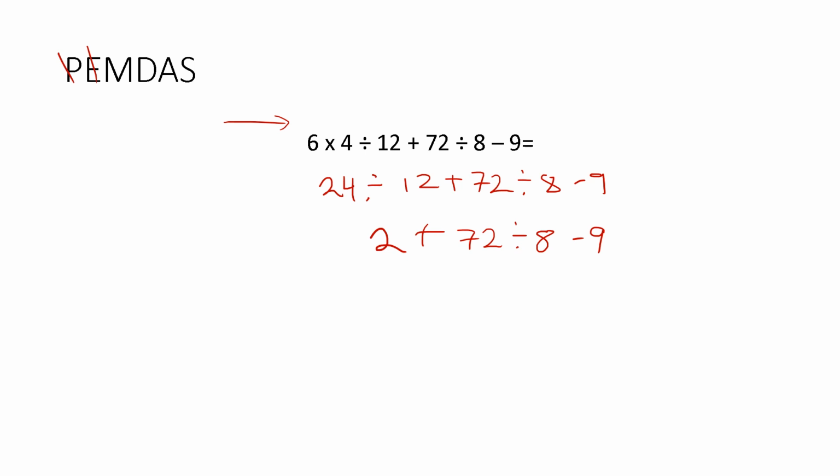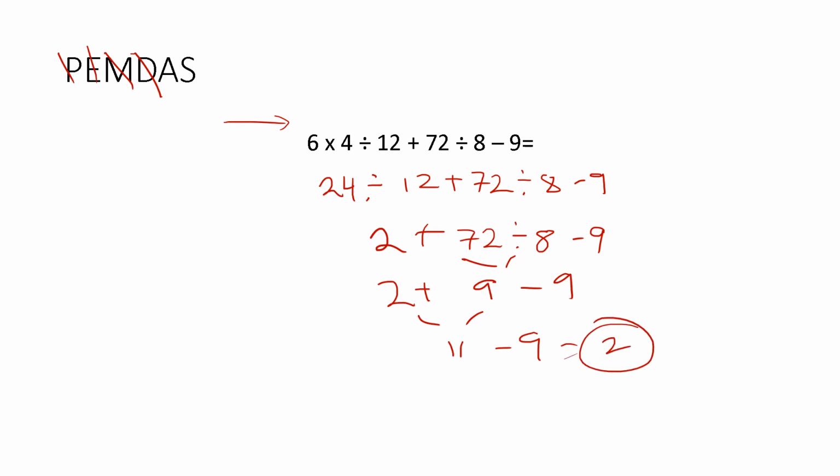Let's finish up our multiplying and dividing. We don't have any more multiplication, but we do have some division. We have 72 divided by 8, and 72 divided by 8 is 9. So we'll have 2 plus this guy here, which is 9, minus 9. So we finished our multiplication, we finished our division. Now let's do our addition or subtraction, and this is going left to right, whatever we find first. So first thing we find is 2 plus 9, which is 11, minus 9, and 11 minus 9 is 2. That is our final answer there.